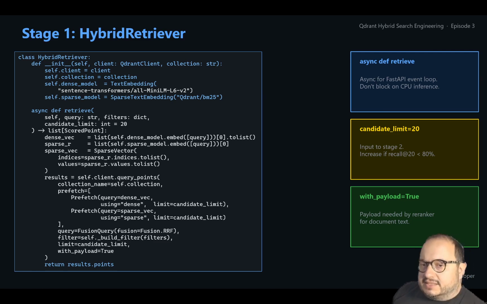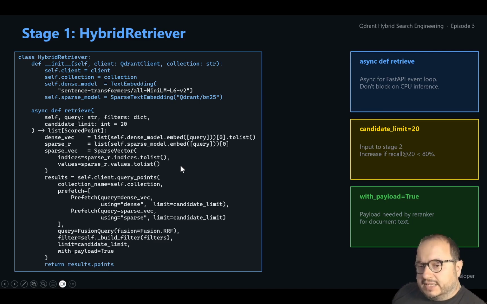The candidate limit is 20 as a default. This is the input to stage 2. If you increase this, reranking takes longer. It's O(n) in the number of candidates. If you decrease it, you risk the correct answer not making it into the candidate list at all. 20 is the right starting point. Increase it if you see recall@20 below 80%.